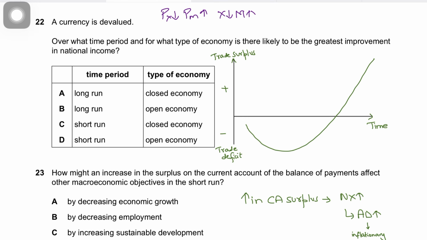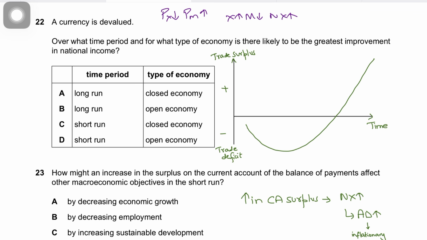So net exports is actually gonna, sorry, my bad. Exports will go up, imports will go down, net exports will go up, which will increase AD and national income. So the correct answer has to be over what time period, what type of economy. This will only work for an open economy. And what time period would it improve national income? Obviously, in the long run.